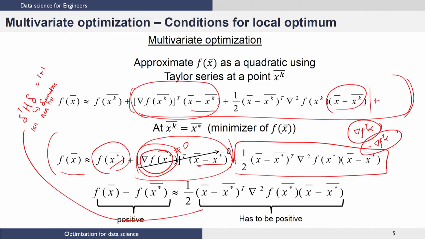Now, irrespective of this x bar, if this is a positive number, then we can say irrespective of whatever direction you take, this will always be greater than this in the local region, which would qualify this point x star as a minimum point. So, that is an important idea that you should remember.